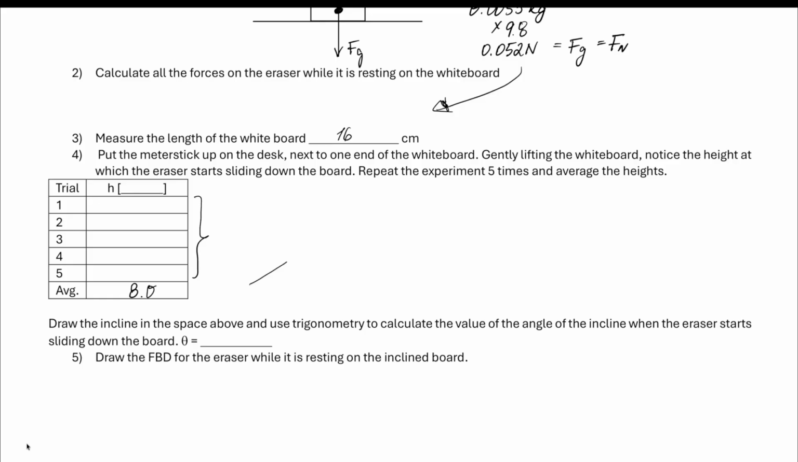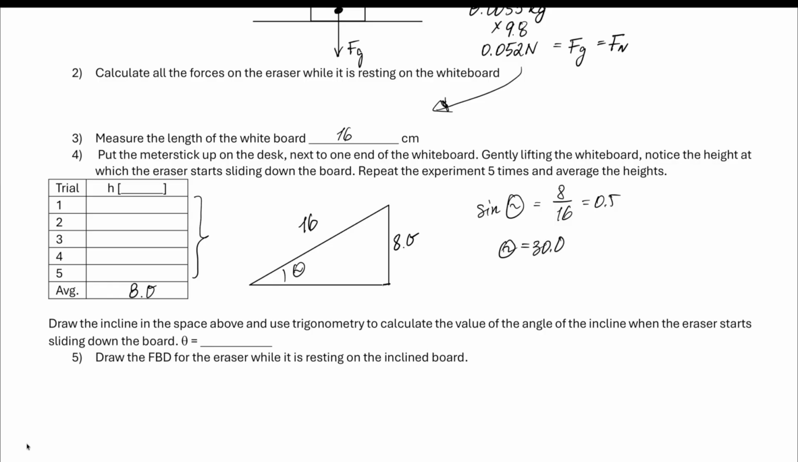So then when you draw the incline, you know the hypotenuse, which is 16, and you know that this is 8. Then sine of that theta, which is right here, is the ratio of 8 to 16, which is 0.5. That's just my example, all right? And that means that the angle is 30 degrees sharp.